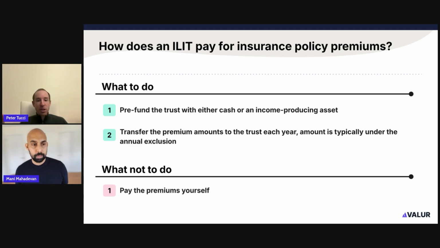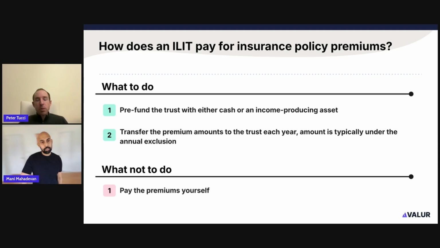So either you fund it with a bunch of cash or securities up front, or you fund it with maybe real estate or some kind of income producing asset. And then you say, I'm going to pay the premiums from the rental income or something like that. And a key piece to call out here, right? This is going to either use up likely a large chunk of your lifetime gift exemption or potentially cause gift taxes if you've already used your lifetime gift exemption.